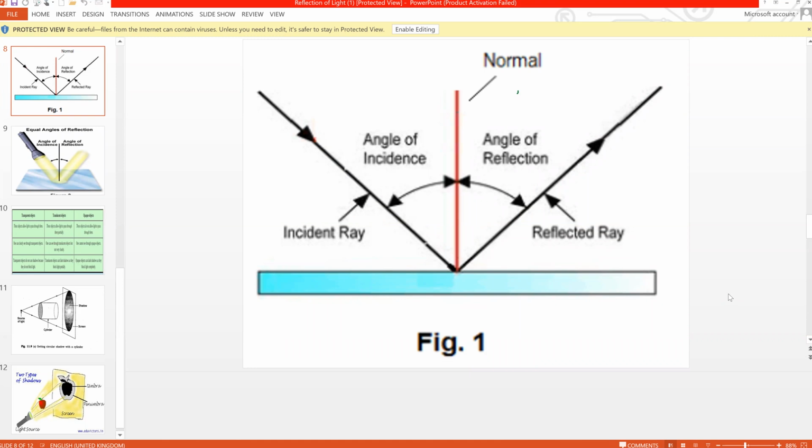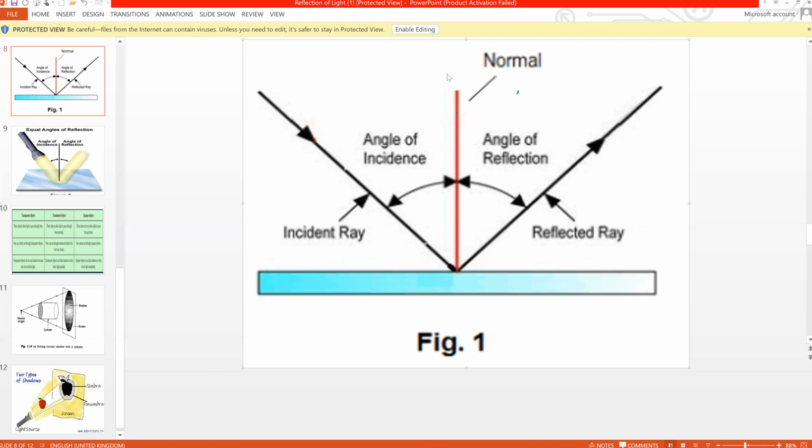That blue colored line is called the screen or surface. Incident rays touch the surface and get reflected in the form of reflected rays. This red line I have drawn perpendicular to the surface is called the normal line.